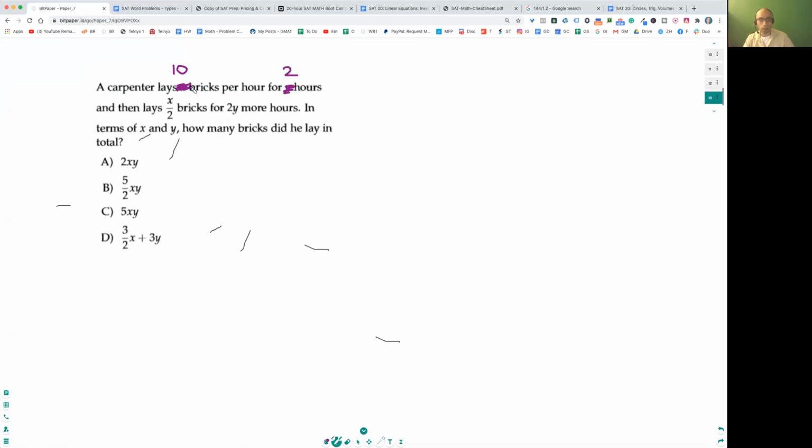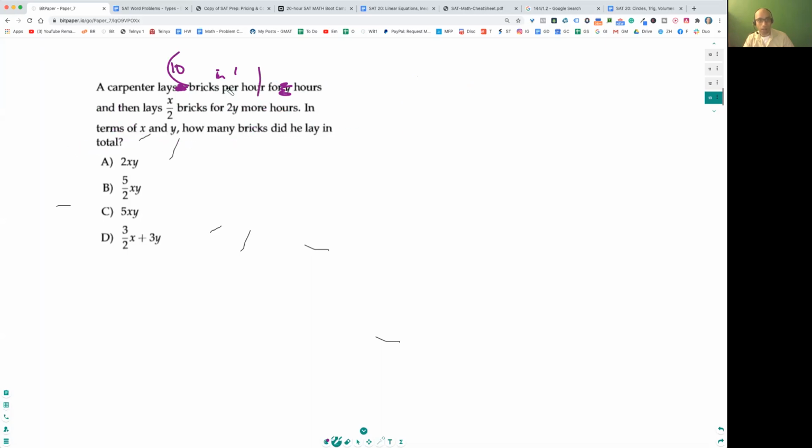So what do you do here? Lays 10 bricks per hour for 2 hours, which means in the first hour he lays 10 bricks, and in the next hour he lays 10 bricks. That's easy. What if it's 7 hours? How are you going to do it? 10 times 7. Remember, don't think about it as alphabets. Think about it as 10 bricks in 1 hour. That's what this means: lays 10 bricks in 1 hour.